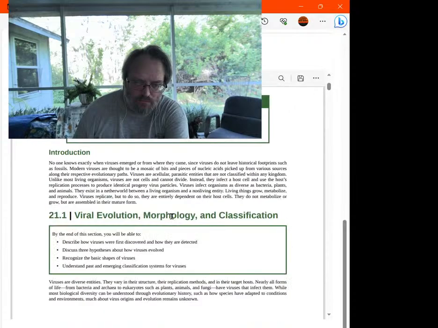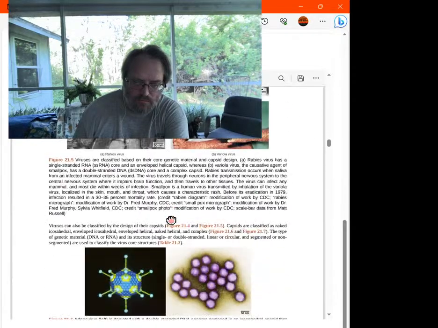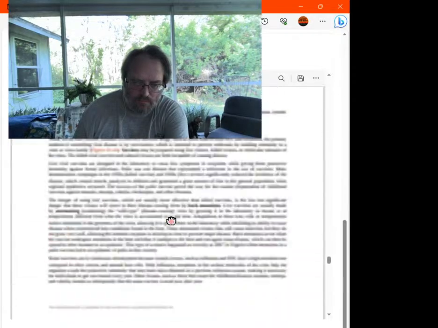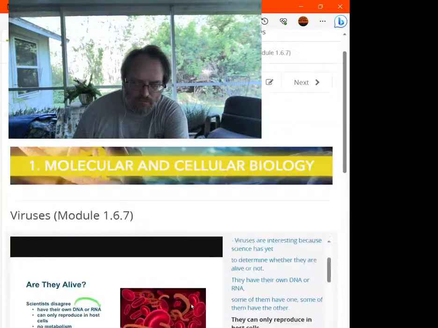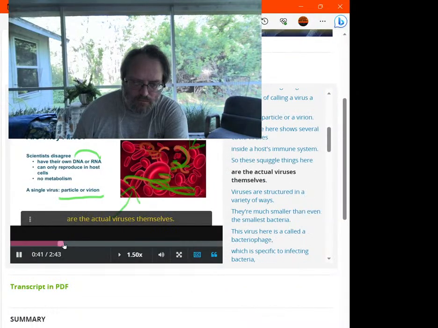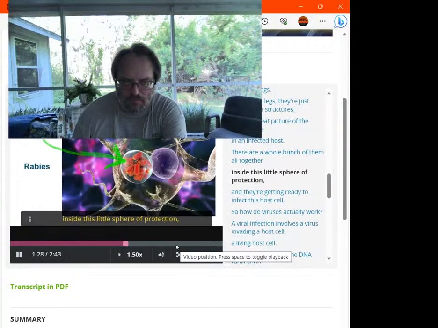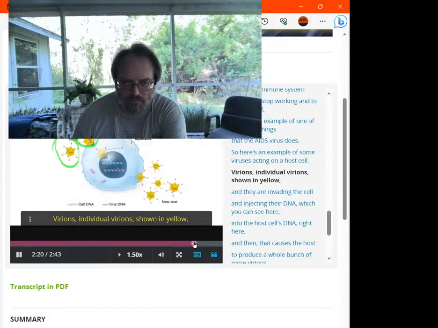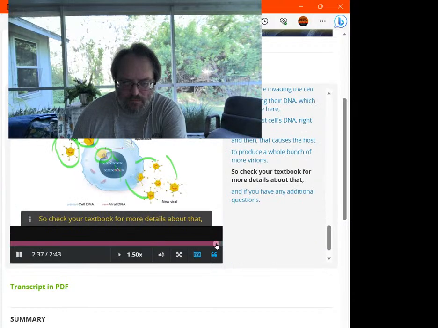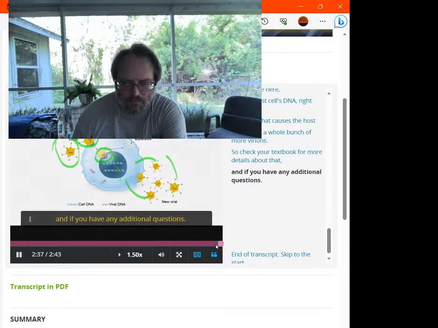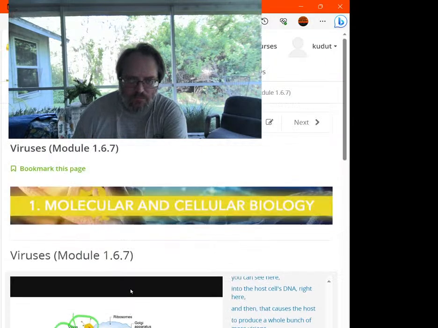Viruses are interesting because science has yet to determine whether they are alive or not. They have their own DNA or RNA. Some of them have one, some of them have the other. They can only reproduce in host cells, unlike living things. Viruses are structured inside a little sphere of protection, and they are invading. Look for more details about that, and if you have any additional questions.